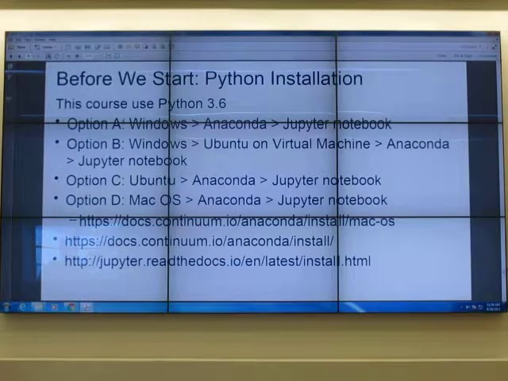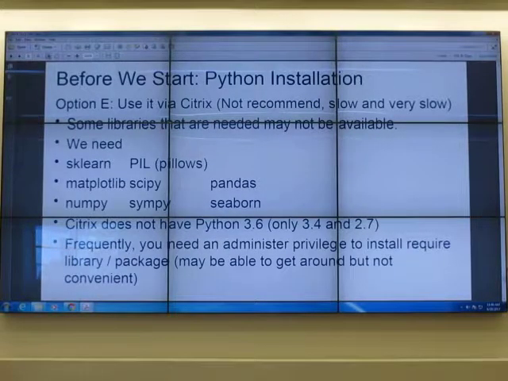Install Anaconda and Jupyter Notebook. You can do Ubuntu on a virtual machine, which makes it a little bit slow, okay? Or you can use just Ubuntu. Ubuntu is a free OS, or you use Mac OS. Any of these work. Just install Anaconda first. And Citrix, no, it doesn't work. Actually, I tried. It doesn't work. Don't use Citrix.